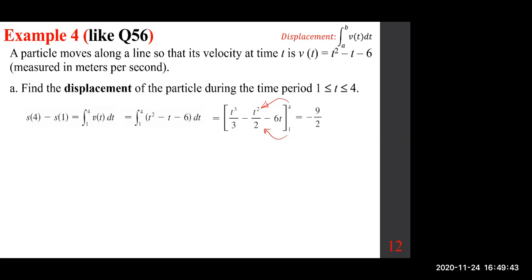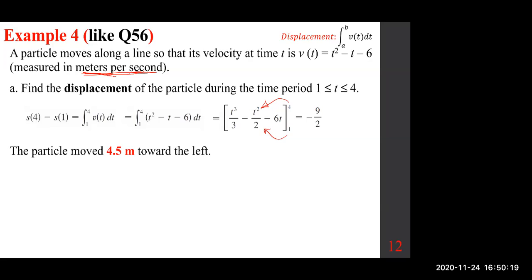Negative 9/2 or negative 4.5 means, okay, the particle moved 4.5 meters towards the left. So let me just go back and tell you why. We always, if the units are given, we follow. So the velocity was meters per second, everybody, meters per second. So the distance and displacement are in meters. I hope everybody's clear on that.